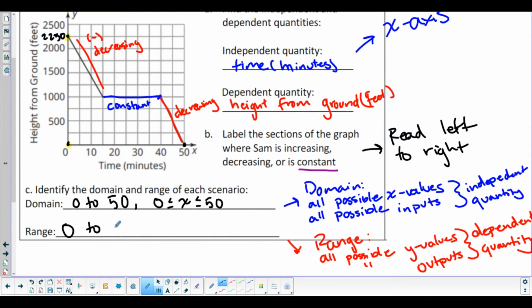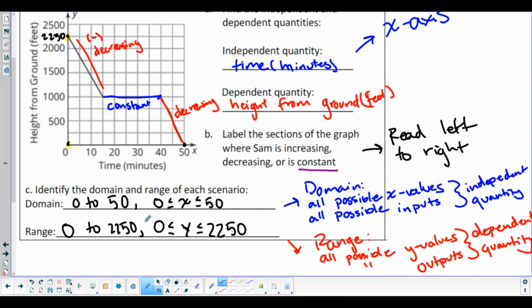And so one way you could write this would be 0 to 2,250. The very mathematical technical way, and this is the way that Mathia likes it, so I like to show it, is 0 is less than or equal to all of our y values, which are less than or equal to 2,250, right? All of our y values exist between 0 and 2,250.